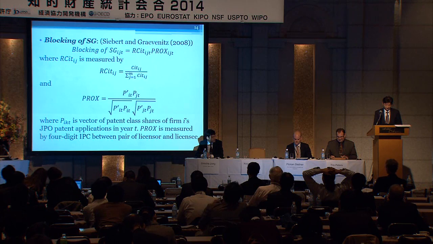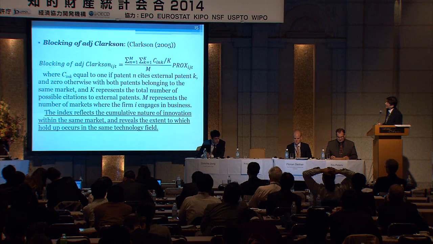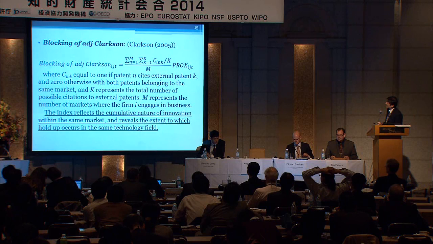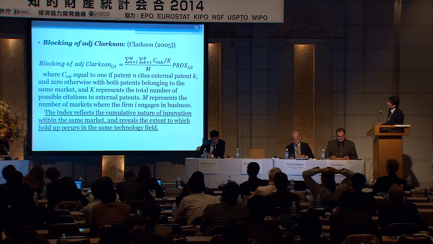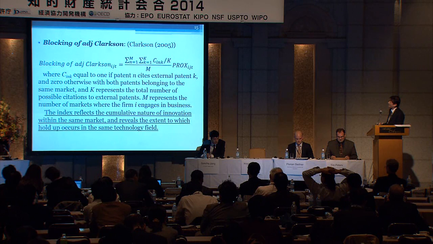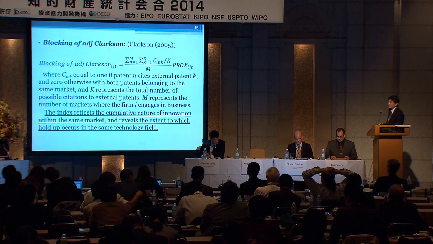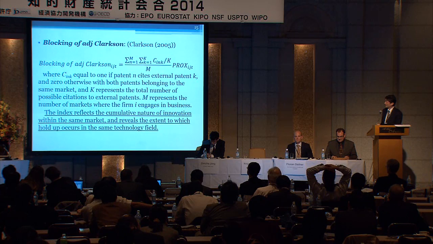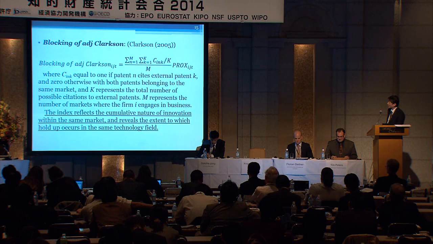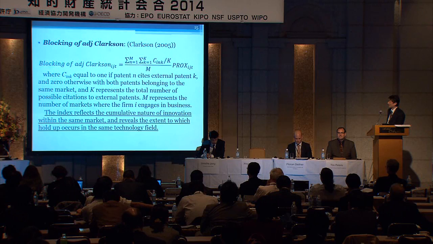The first alternative method is the adjusted Clarkson, proposed by Clarkson, 2005. Basically, this index is a ratio of the number of citations to the total possible citations within the same field, same market, or same technology field. So this index reflects the cumulative nature of innovation within the same market and reveals the extent to which hold-up occurs in the same technology field.